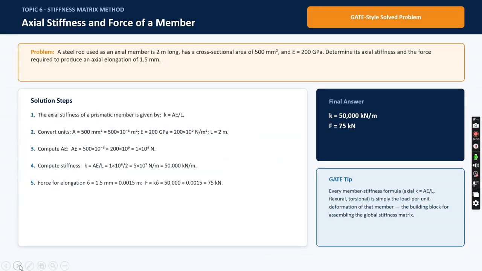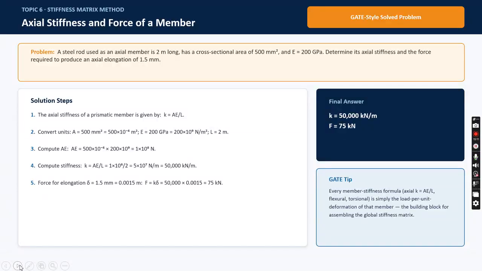Here comes a problem. A steel rod used as an axial member, 2 meter long, has cross-section area 500 mm square and E is equal to 200 GPa. Determine its axial stiffness and the force required to produce an axial elongation of 1.5 meter.